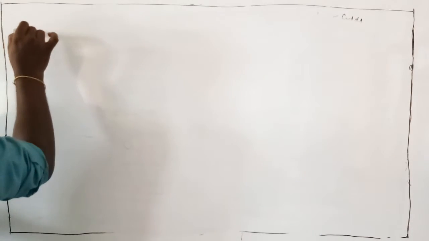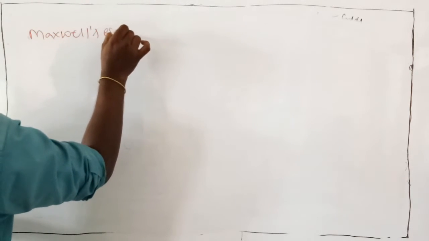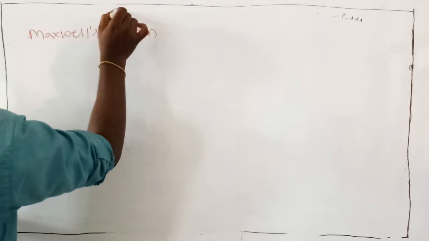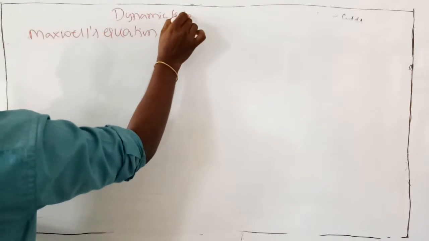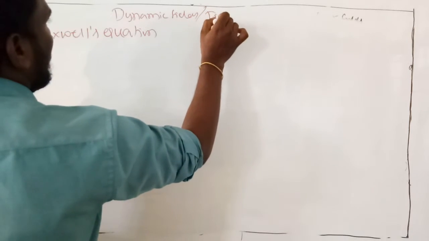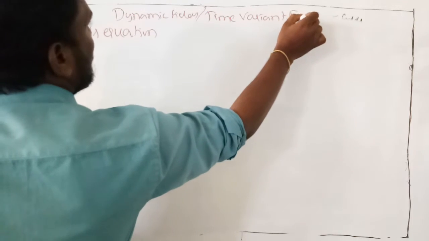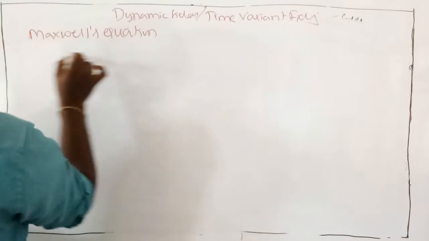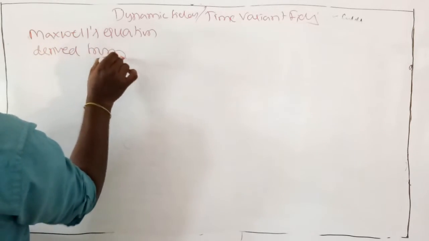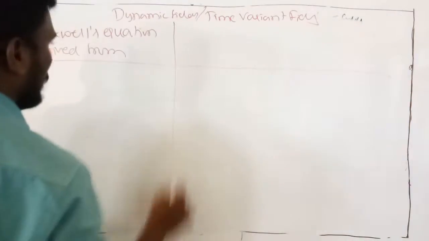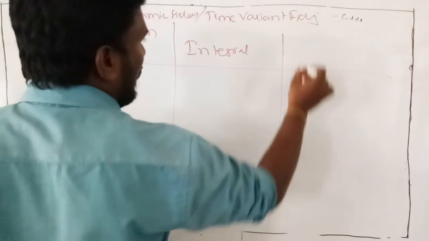So you need to fill it. I don't want to write Maxwell's equation. This is for dynamic fields, or time variant fields. Maxwell's equation derived from rho. Here integral form and here point form.